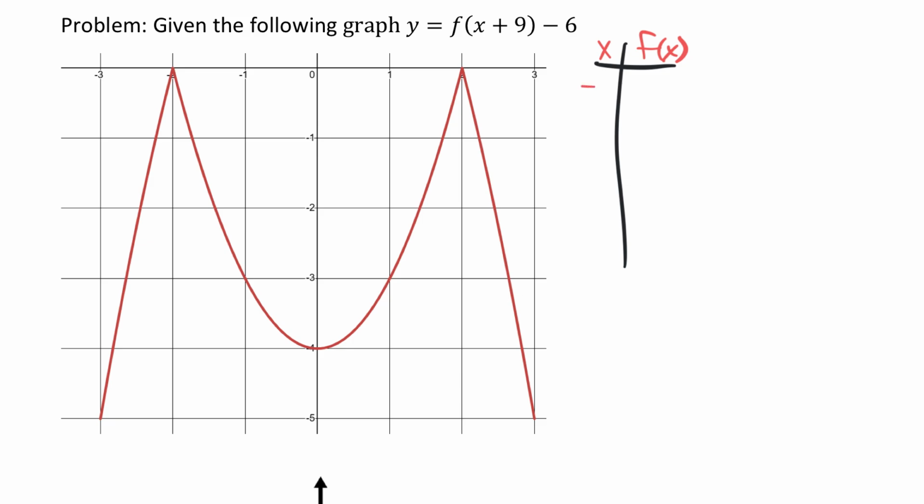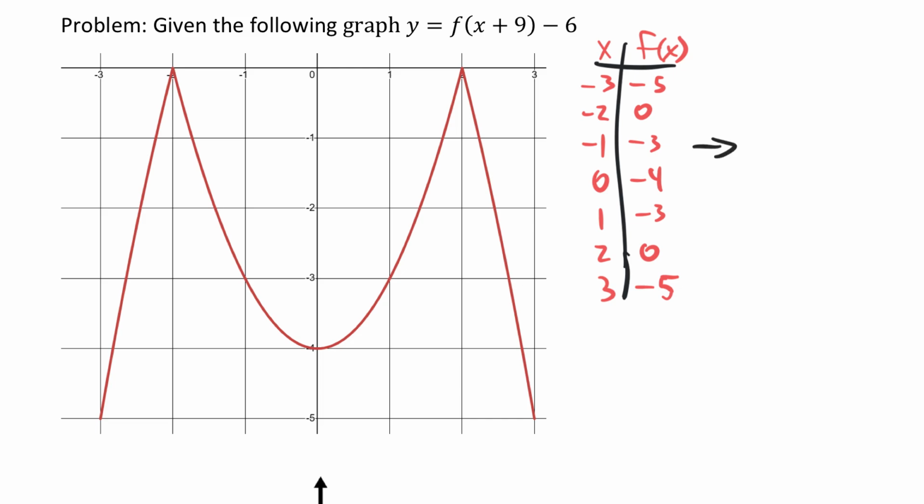So we have a point -3, -2, -1, 0, 1, 2, 3. So at -3, the y value is -5. Then 0, -3, -4, -3, 0, and -5. So a lot of information there on the original graph. If we put it in a table, though, it kind of helps.